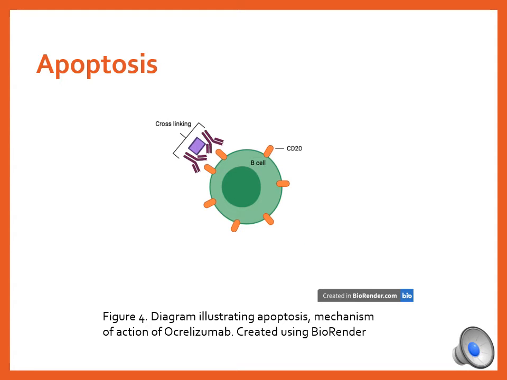The last suggested mechanism is apoptosis, which may result from cross-linking membrane CD20 on the target cell surface. Apoptosis is a form of programmed cell death. It has been proposed that increases in intracellular calcium 2+ levels, which occur in response to anti-CD20 cross-linking, may be involved in the apoptotic process, but the precise mechanism is still unclear. The diagram in front of you displays the actions of cross-linking.